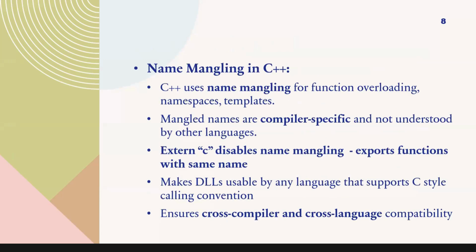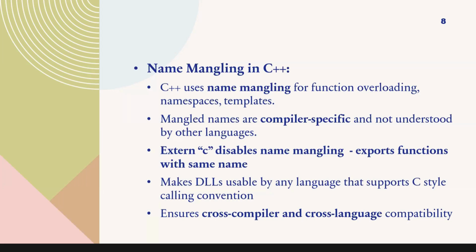Language compatibility, there's name mangling. C++ uses name mangling for function overloading, for namespaces and templates. Mangled names are compiler specific and are not understood by other languages. Like if you take Python, Java or JavaScript, mangled names are not understood by them. If they are using a particular kind of DLL, then they won't be able to call the function.